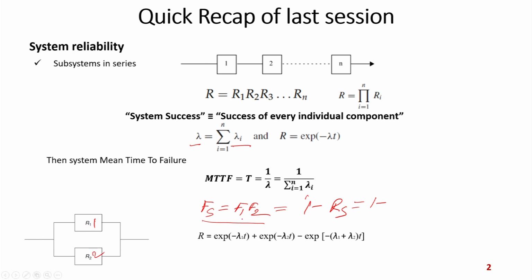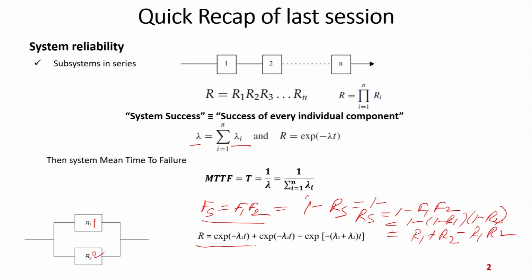So, I can write R s is equal to 1 minus f 1 into f 2. So, it is 1 minus (1 minus R 1) into (1 minus R 2), and then finally we got the expression R 1 plus R 2 minus R 1 into R 2. Whenever I say that each element has a constant failure rate, I can write the system reliability in terms of the failure rates like this.